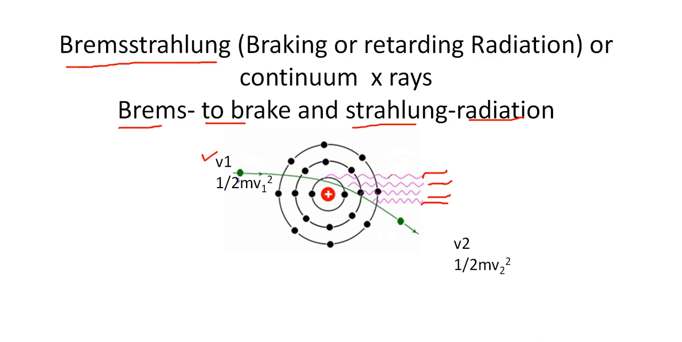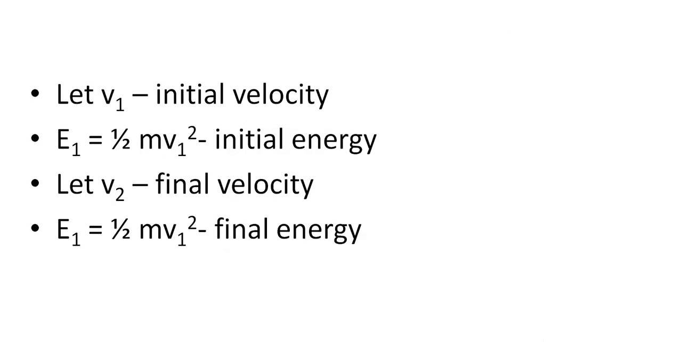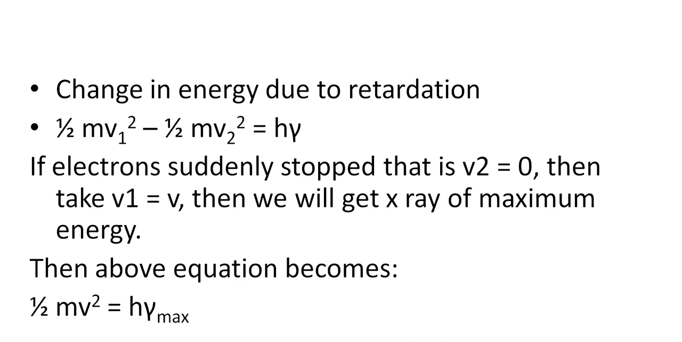Now suppose that v1 is the initial velocity of electrons. Half m v1 square is the initial kinetic energy of electrons. v2 is the final velocity of electrons after collision, and half m v2 square is the final kinetic energy of electrons. So the change in kinetic energy due to retardation will be half m v1 square minus half m v2 square, and it will appear in the form of radiation. The energy of radiation is h nu, where h is Planck's constant and nu is the frequency of the radiation.